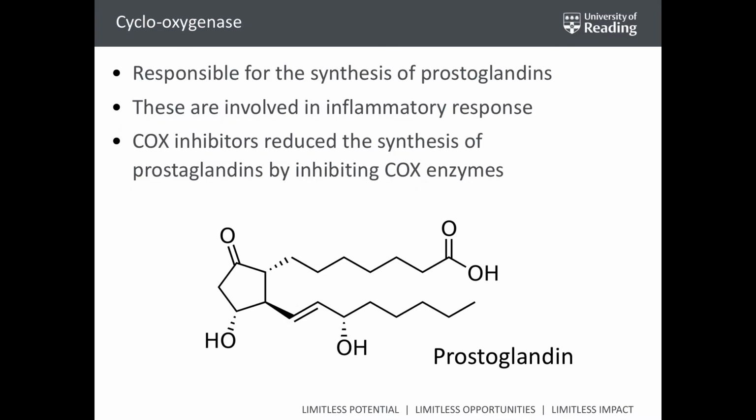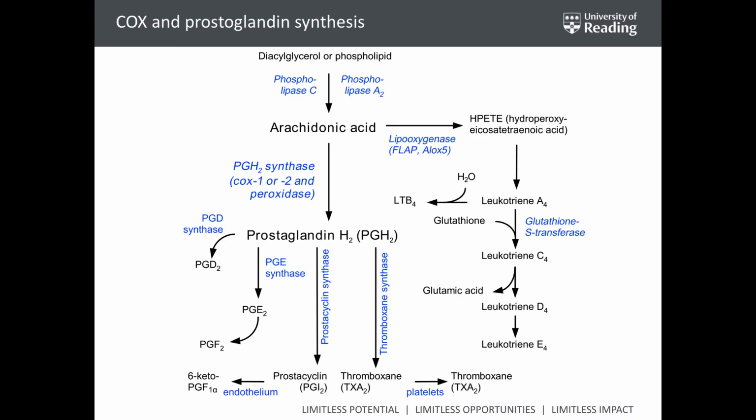The final example of an enzyme inhibitor that I'll provide is targeting cyclooxygenase. Cyclooxygenase is responsible for the synthesis of prostaglandins. These are critical for inflammatory response within the body. And COX inhibitors can reduce the synthesis of prostaglandins by inhibiting the cyclooxygenase enzymes which are involved in the anabolic production of prostaglandins. This is the chemical structure of prostaglandin.